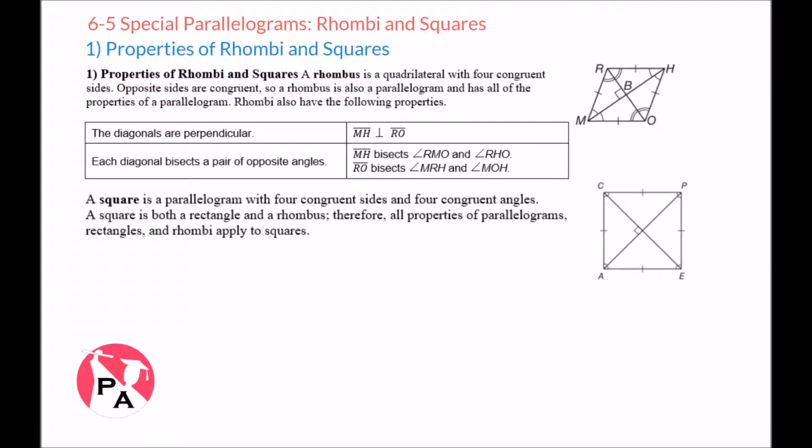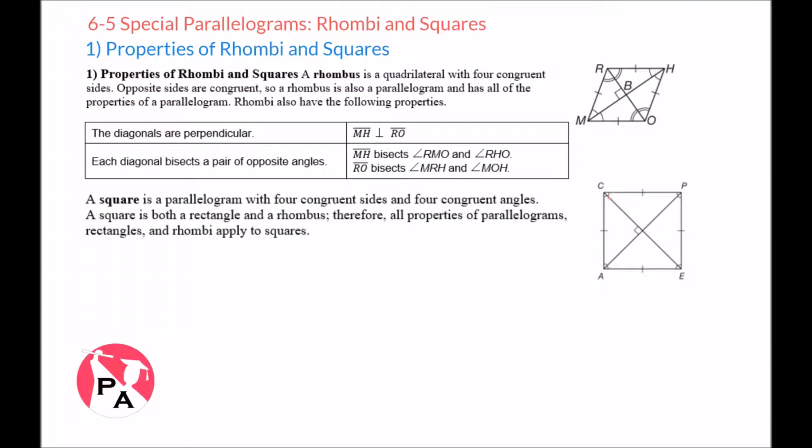Squares have all four sides equal in length, and the diagonals are perpendicular right here. The diagonals are perpendicular. These four segments are equal to each other. We didn't mention that, but same thing applies to a rhombus. MB is equal to RB is equal to BH is equal to BO. Same thing applies for this again. It applies to this. The segments are equal. The parts of the diagonals are equal in length.